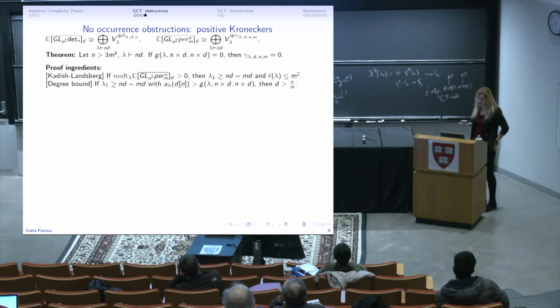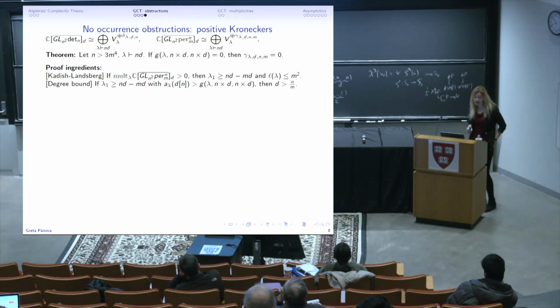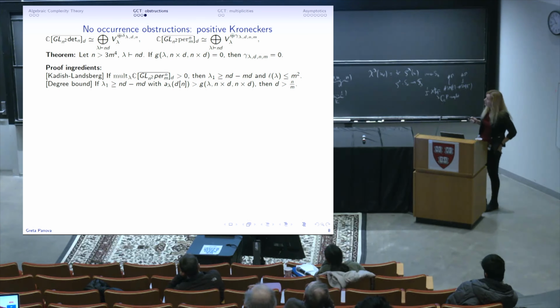So one is that if the multiplicity gamma is bigger than 0, then lambda 1, the first part of the partition, is actually very long. So lambda 2 and so on, from then on, sum up to at most m times d. And the length of lambda is less than or equal to m squared. And this is because of the number of variables that show up in the polynomial.